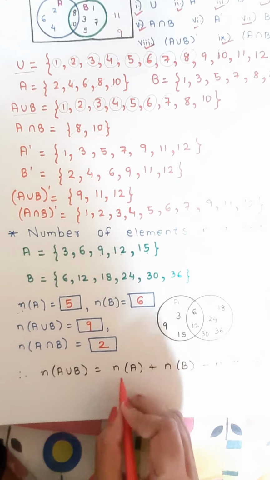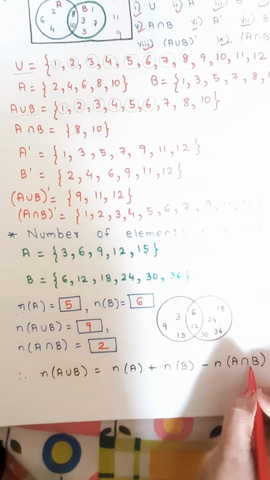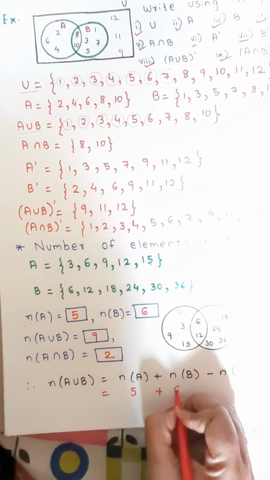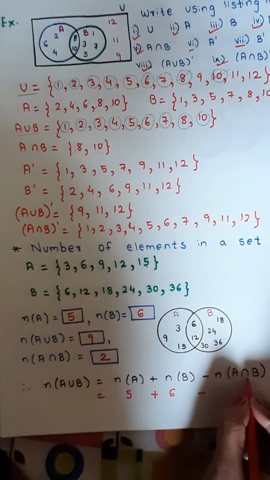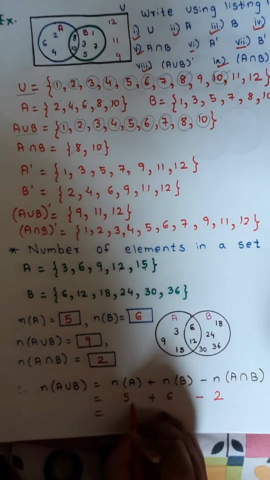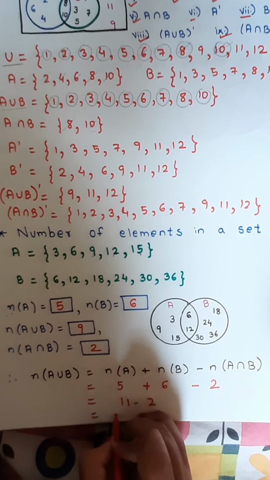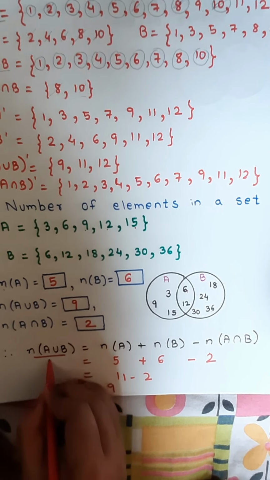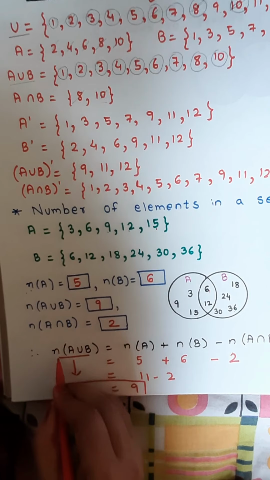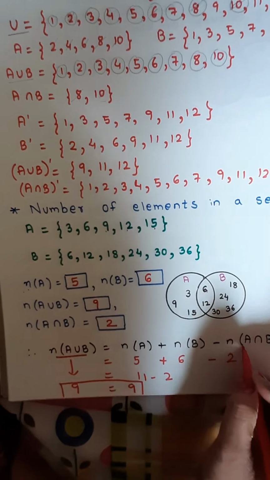Now, the formula is n of A union B is equal to n of A plus n of B minus n of A intersection B. So n of A is 5, n of B is 6, minus n of A intersection B, which is 2. So you will write 5 plus 6 is equal to 11, and 11 minus 2 will be equal to 9. n of A union B, I have already written as 9. That means this is correct. The formula is n of A union B is equal to n of A plus n of B minus n of A intersection B.